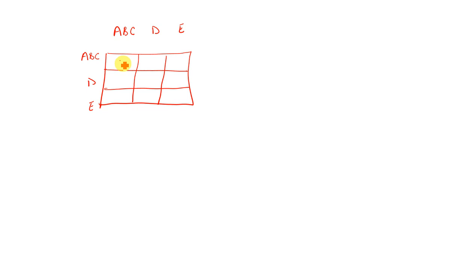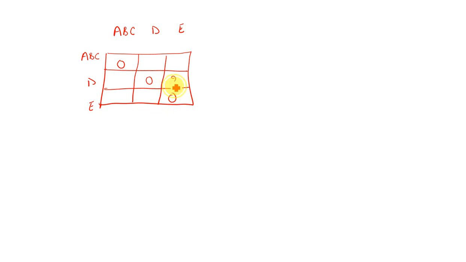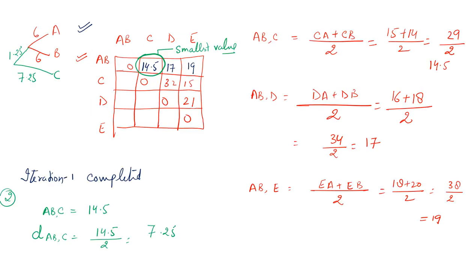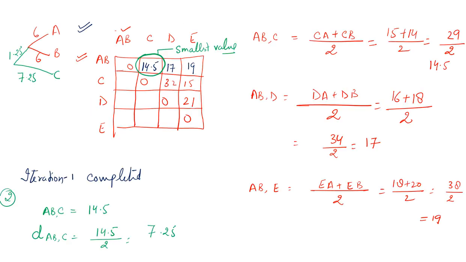These values are 0 only, and the D to E value is already given in this matrix. D to E is 21, so that value will already come like this. Now we have to calculate this value. How will we calculate it? If you see this matrix, we have this node called AB. We can have the value, see, AB to D is available. Likewise we can calculate, and C and D is already available.